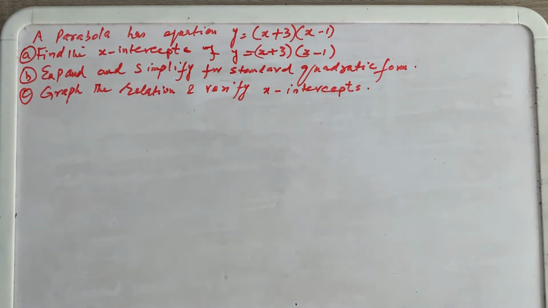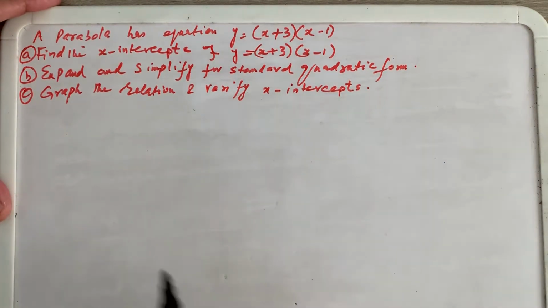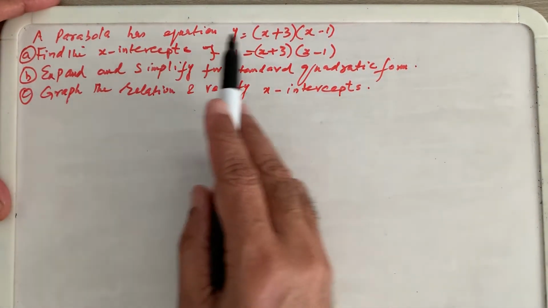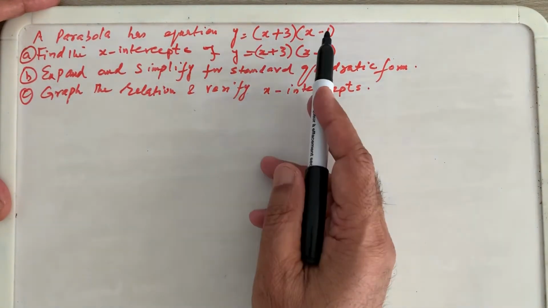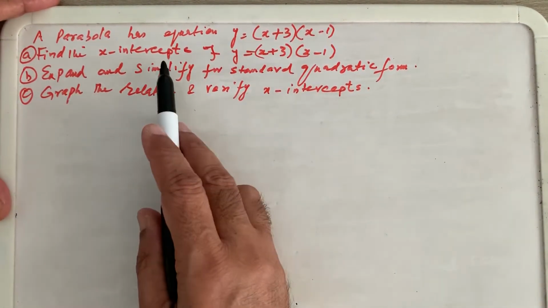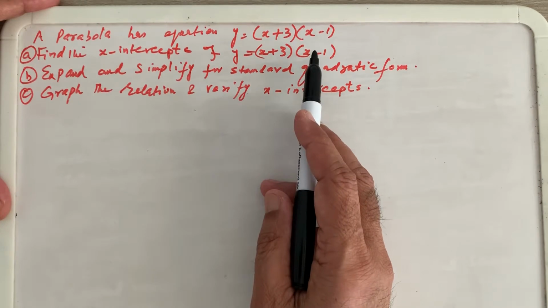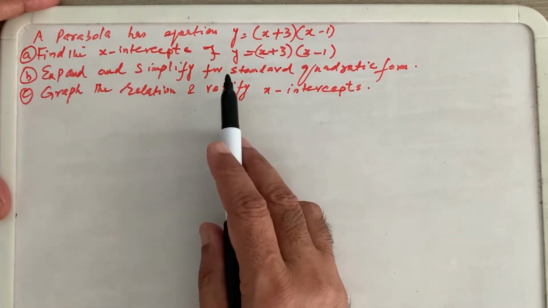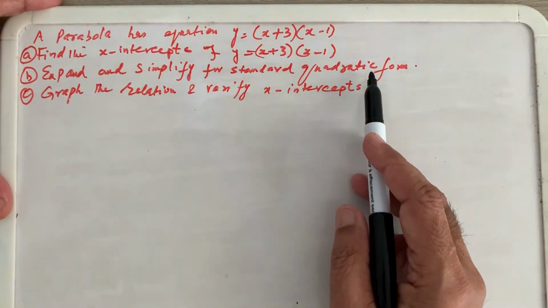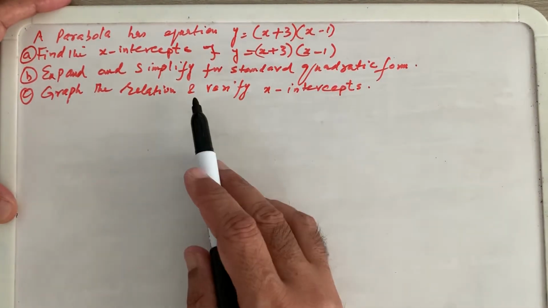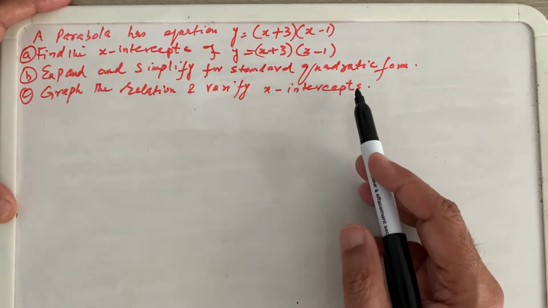Anyway, today we will be solving this question, which is: a parabola has equation y equals (x + 3)(x - 1). Find the x-intercept of this equation. Expand and simplify for standard quadratic form. Graph the relationship and verify the x-intercept.